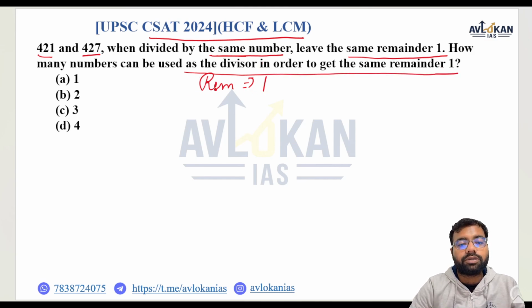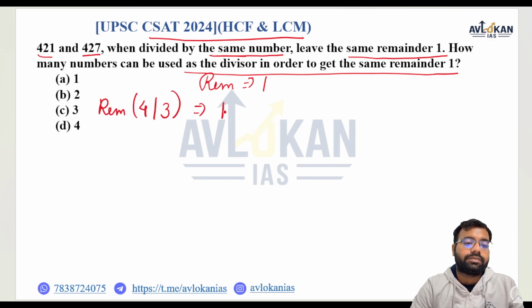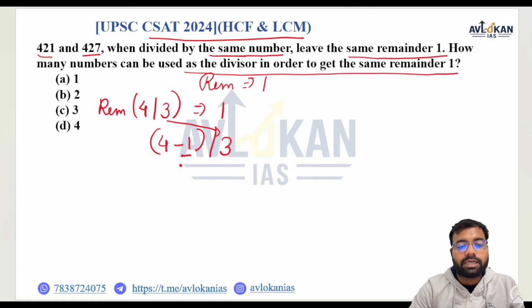Before going on to the question, let us discuss something about dividing a number. Suppose I am dividing 4 by 3, so this will give me the remainder 1, right? If I subtract that remainder 1 from the number, then it should be completely divisible by this number. So 3 is completely divided by 3.